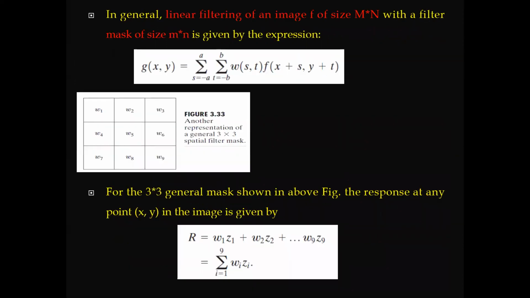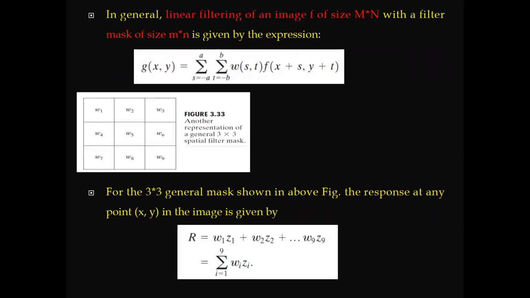In general, linear filtering of an image of size M by N with a filter mask of size m by n is given by this equation: g of x comma y equals summation s equals minus a to a, summation t equals minus b to b, w of s comma t times f of x plus s comma y plus t.